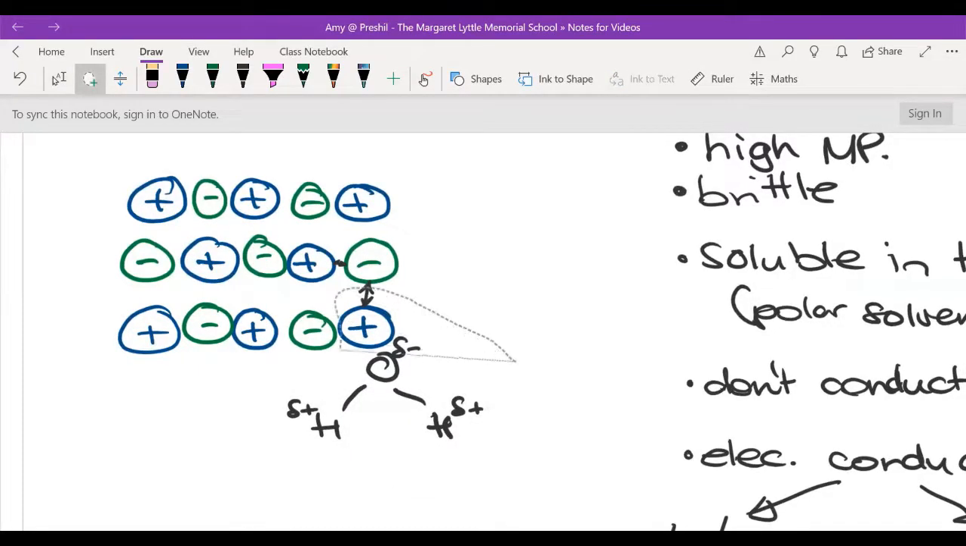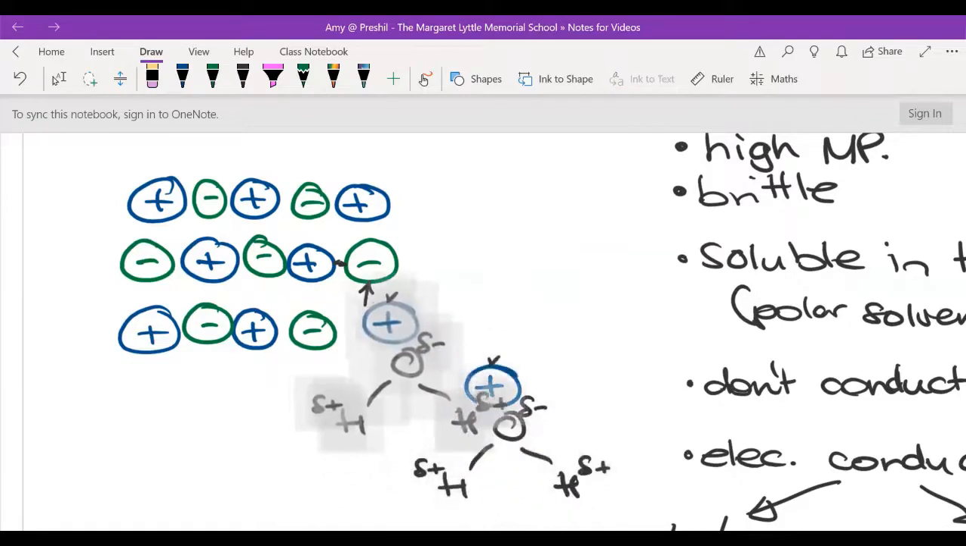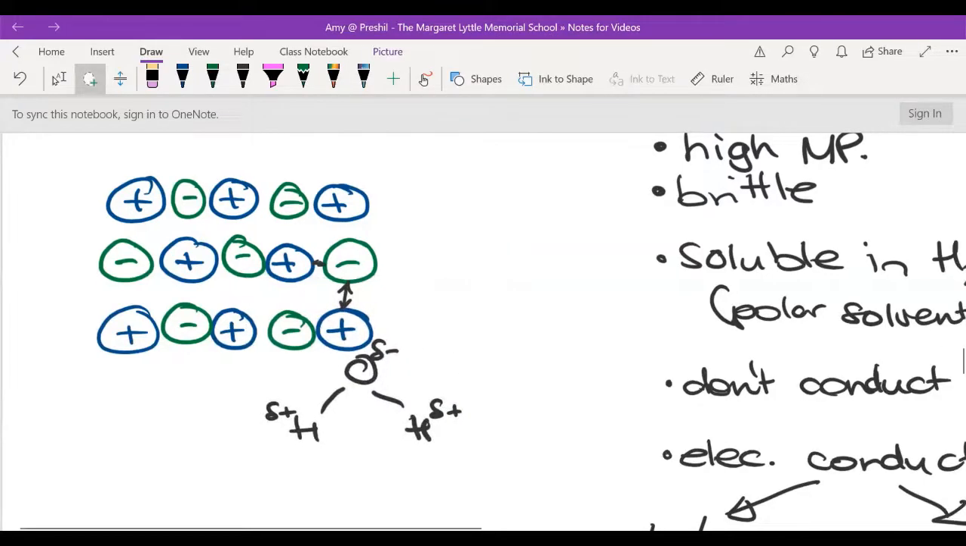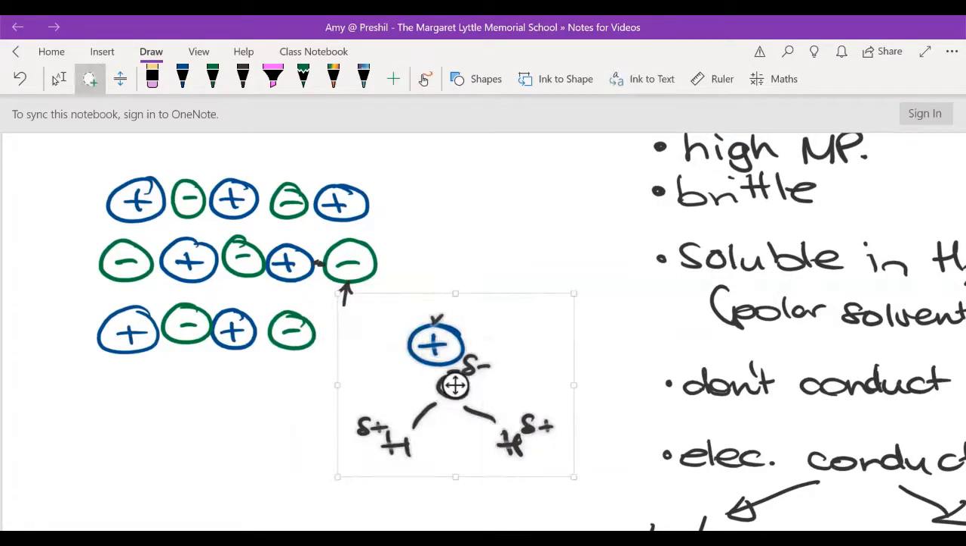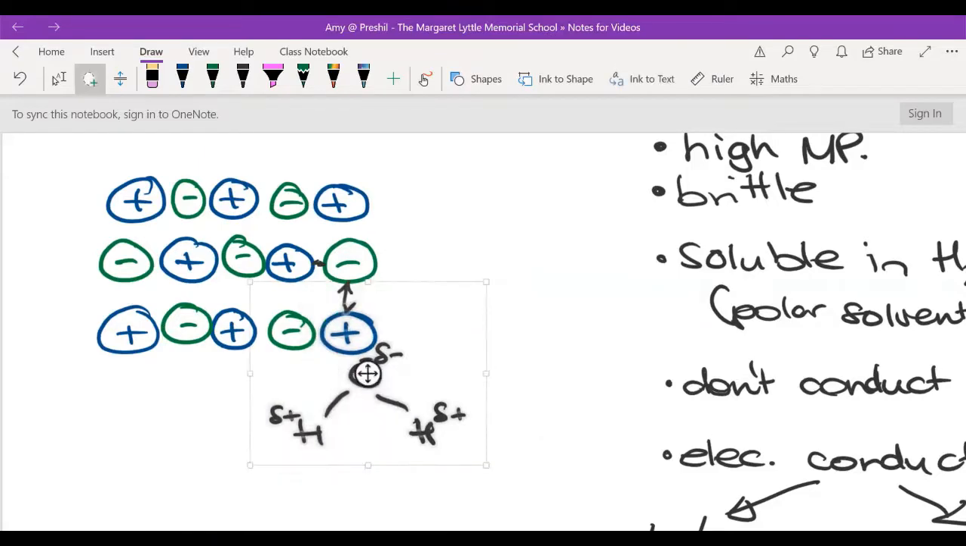What that does is my water picks up my ions and drags them apart. If I do this process enough times, I end up breaking apart this lattice. That's what dissolving is. It's where my water molecule attracts itself onto an ion and picks it up and moves it. That's what solubility is.